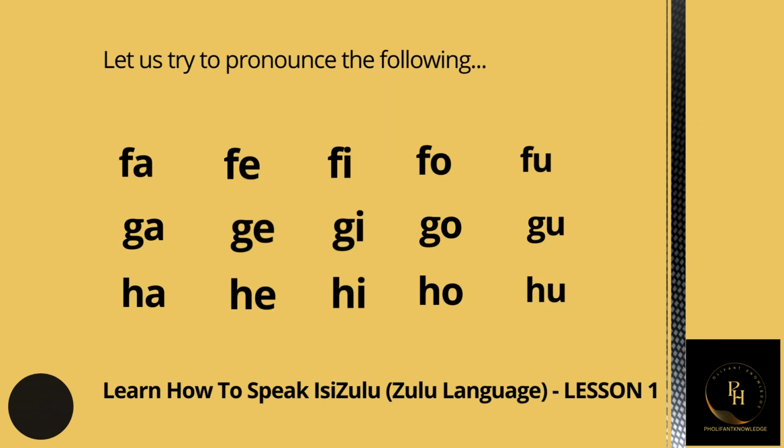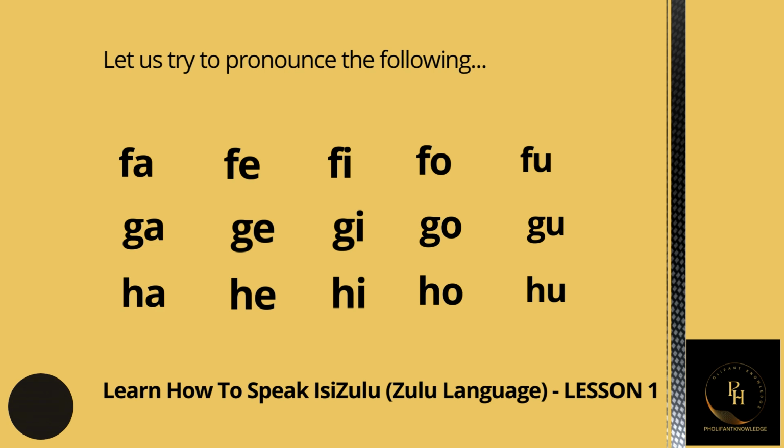Let us now try to combine what is in front of us here. The first line is FA. FA in Zulu is fa. FE is fe. FI is fi. FO is fo. FU is fu. So it reads thus: fa, fe, fi, fo, fu. Do we hear that? Fa, fe, fi, fo, fu.